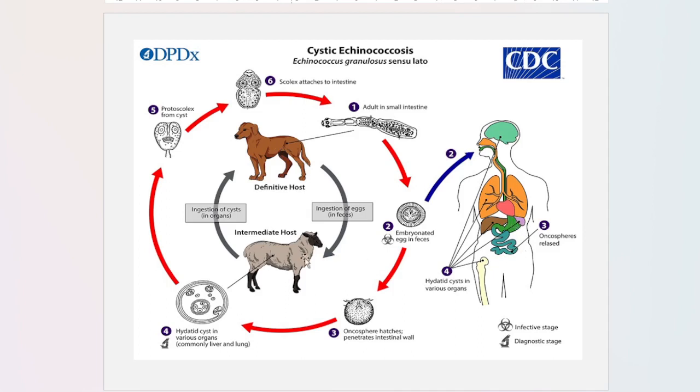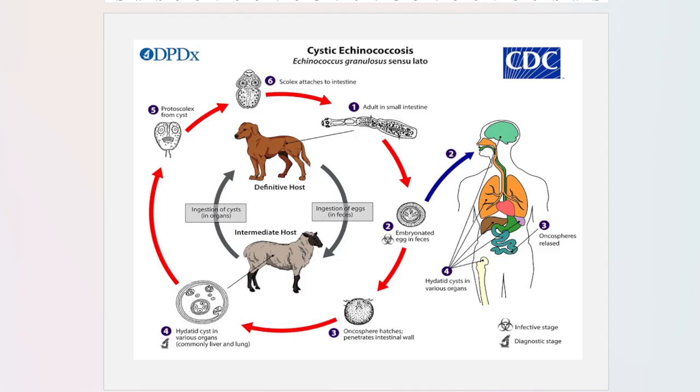So, the usual for the life cycle, it's the intermediate host. Kakainin niya yung infected liver, kakainin niya yung infected brain, kakainin din niya yung infected lungs. Kaya mai-infect si dog.